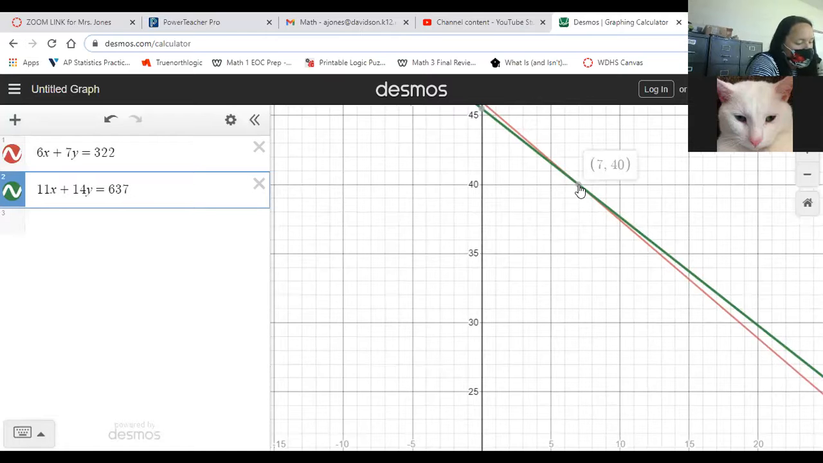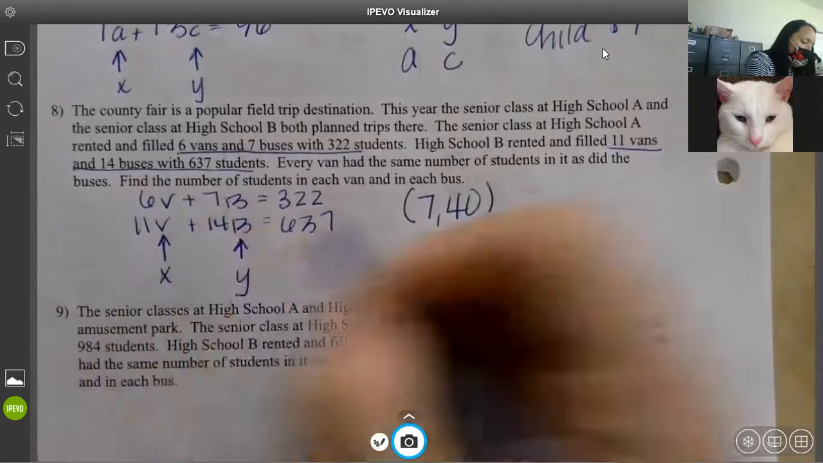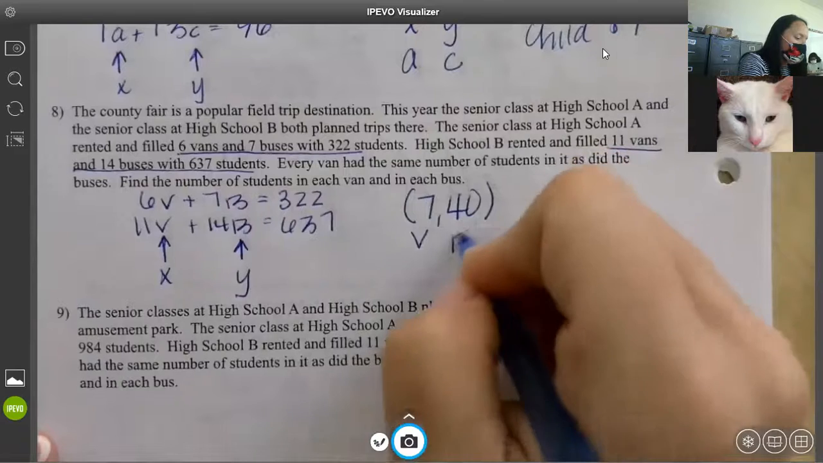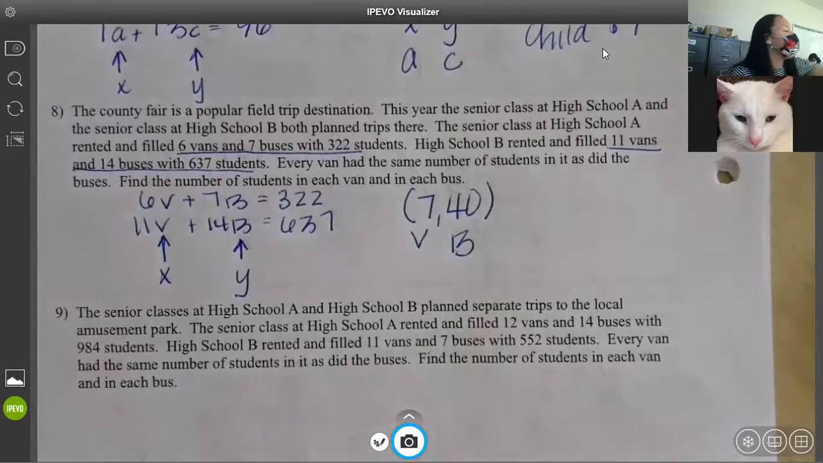So I'm going to stop sharing, show you my other screen. All right. So we put this in as X and this is Y. So it's 7 in the vans and 40 on the buses. All right, number 9 is the exact same way. We're going to skip down to number 10.